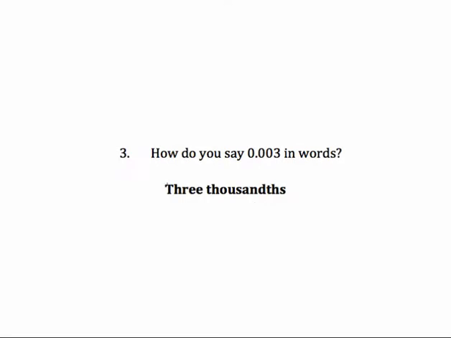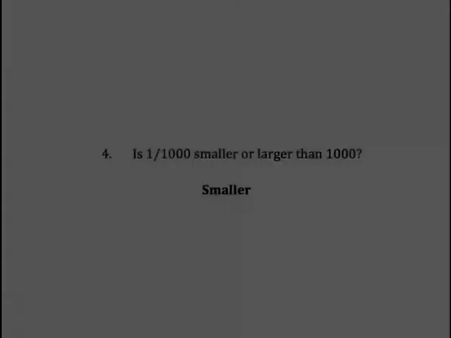Question 3. How do you say 0.003 in words? Well, looking at the place values, the first one that's to the right of the decimal is the tenths place value, and then I have the hundredths, and then the thousandths. So I have a 3 in the thousandths. That makes it 3/1000ths.